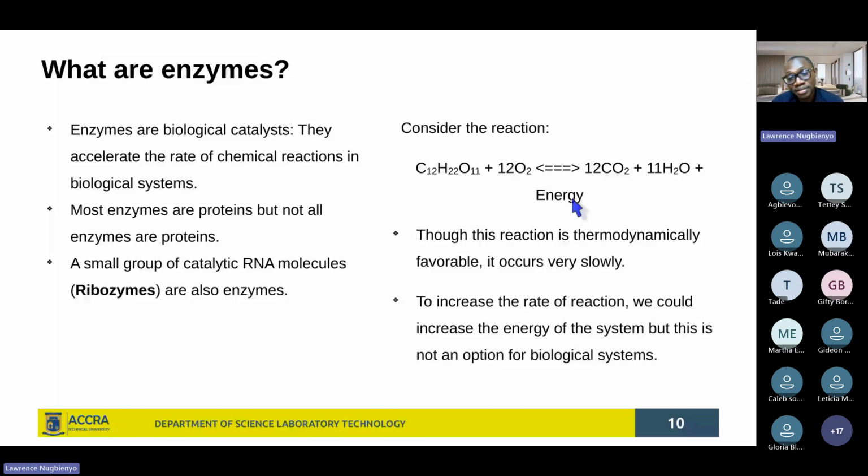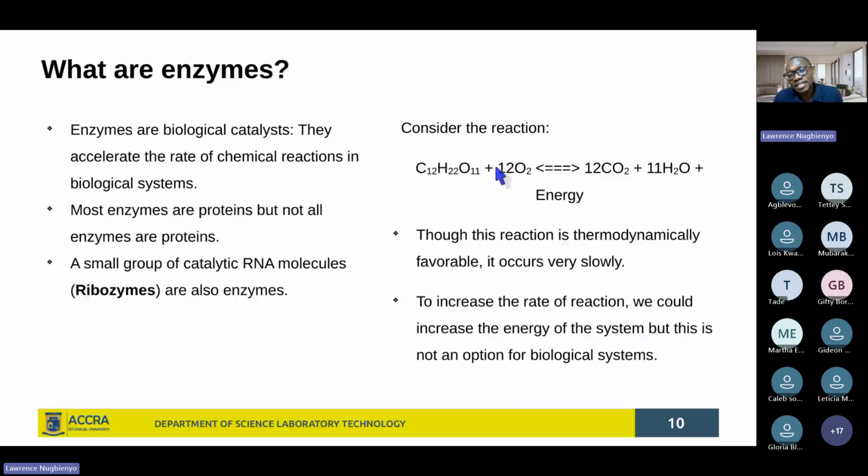How does that happen? This reaction that you are seeing is actually occurring spontaneously, but it's occurring very, very slowly. It's so negligible that you don't see such a thing occurring, because if you have a jar of sugar, it will just be there.